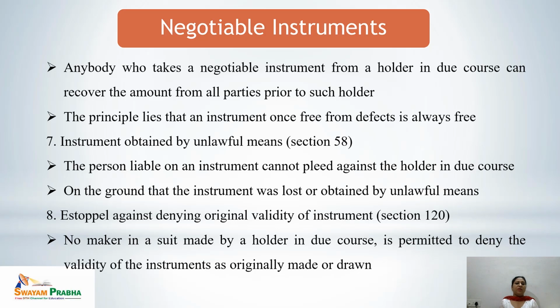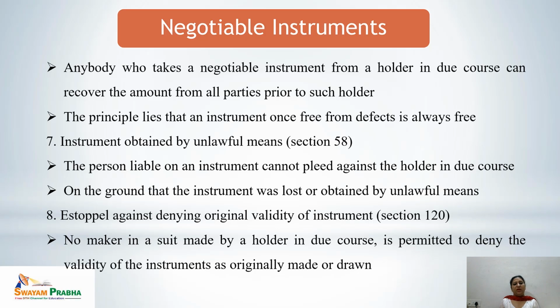Next is instrument obtained by unlawful means, covered under section 58. The person liable on an instrument cannot plead against the holder in due course. That means if any person has obtained the instrument by unlawful means, the person on this basis cannot plead against the holder in due course on the ground that the instrument was lost or obtained by unlawful means. It does not make a person discharged from his liability.